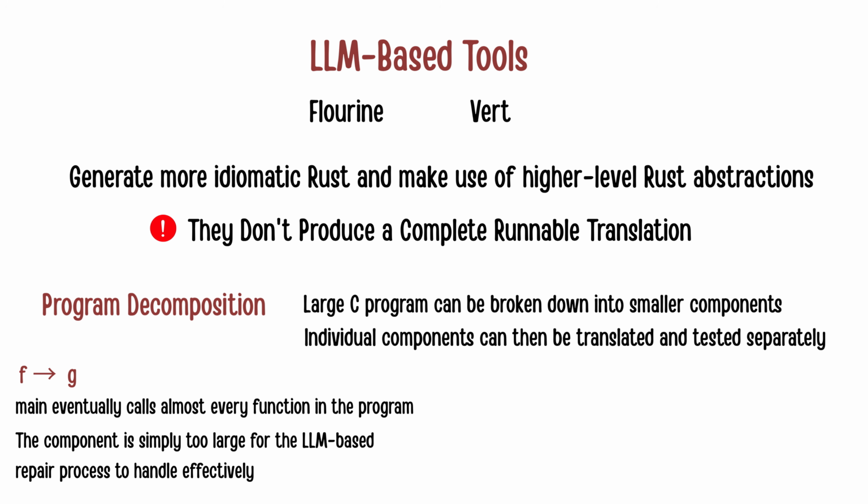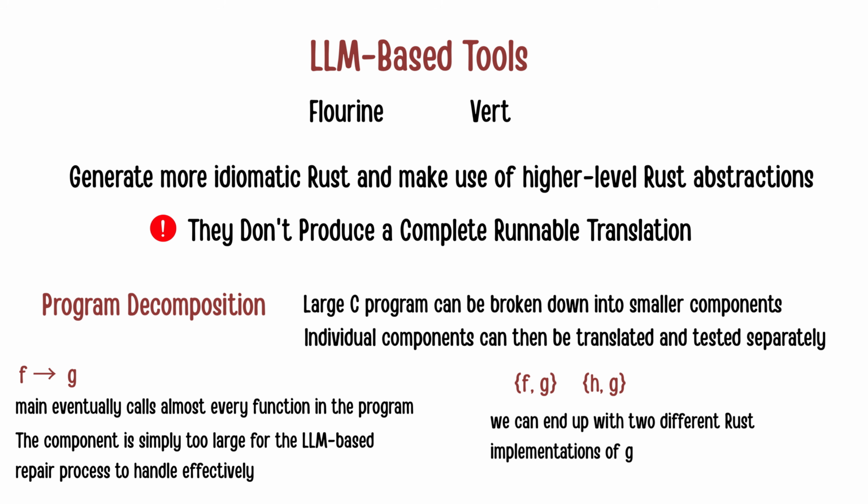There's an additional issue. Suppose we have two components. Both components contain G. If they are translated independently by an LLM, we can end up with two different Rust implementations of G. Now, we have to merge them back together. And this can result in conflicting type definitions and incompatible interfaces.